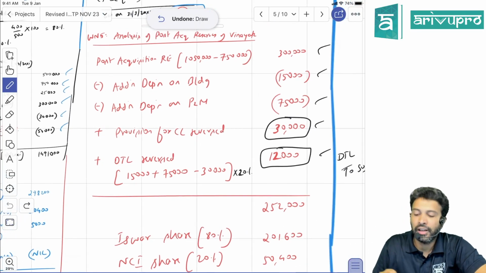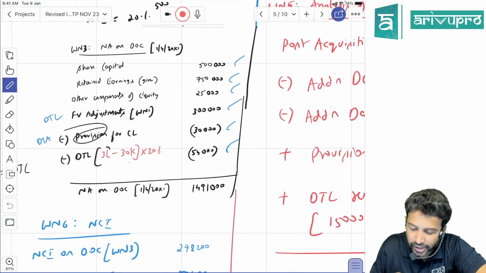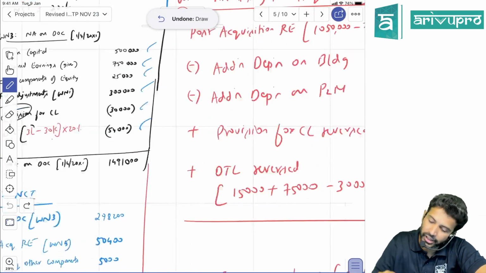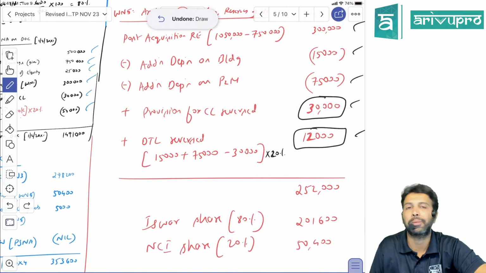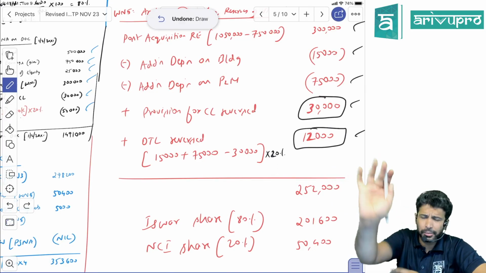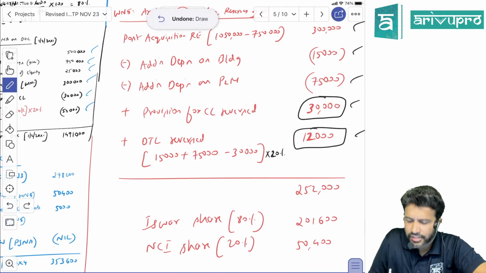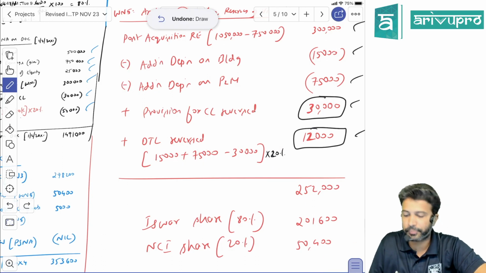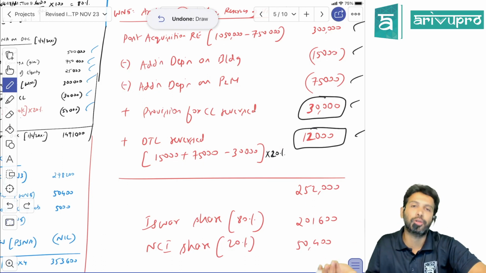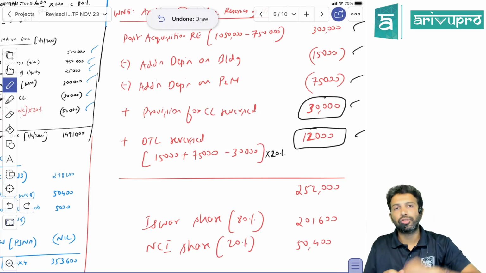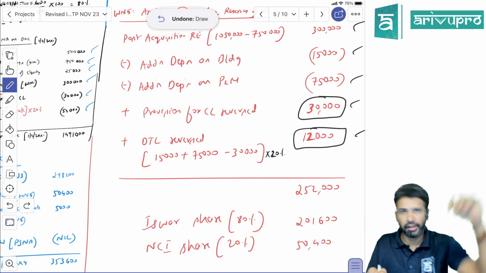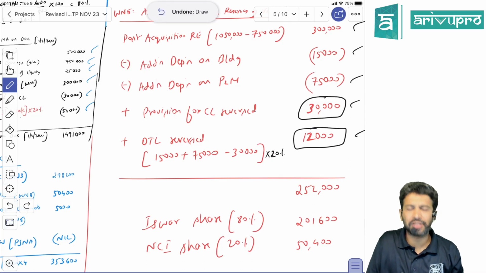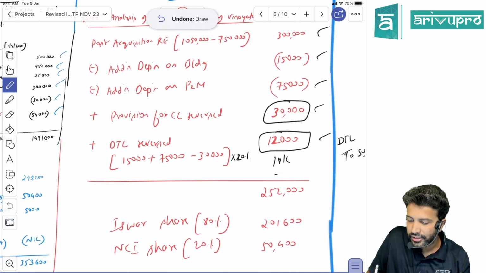Since we are creating deferred tax liability on a net basis, asset minus liability, the reversal also you do on a net basis. If you are not comfortable with the net basis, you can write DTL reversal on assets: 20% of 90,000 will be 18,000. Then on the 30,000, you have to create additional deferred tax liability. Like that also you can write: 30,000 into 20% will be 6,000. So 18,000 you can plus, 6,000 you can minus.